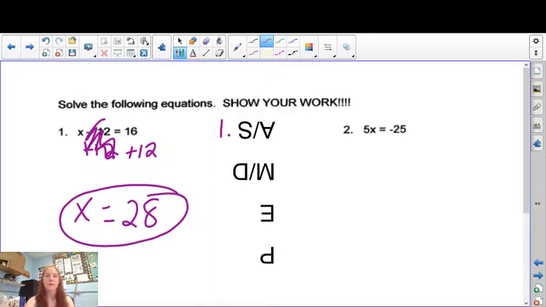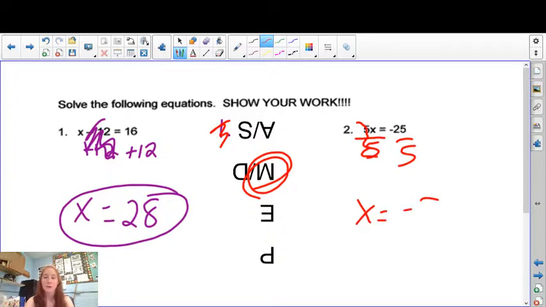Number two, well, I can go ahead and skip the addition or subtraction because I don't see any, but I do have some multiplication going on. So in order to undo our multiplication, we go ahead and divide. And what I do to one side, I do to both. So I'm left with x is equal to -5.